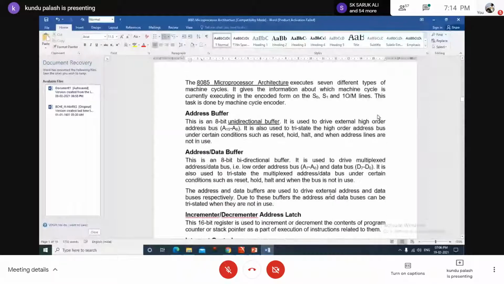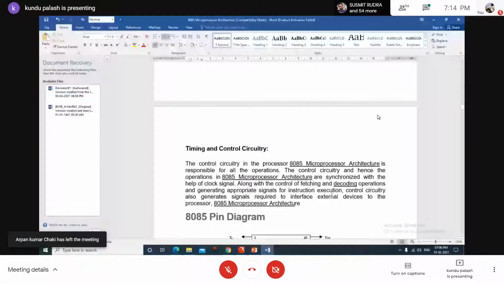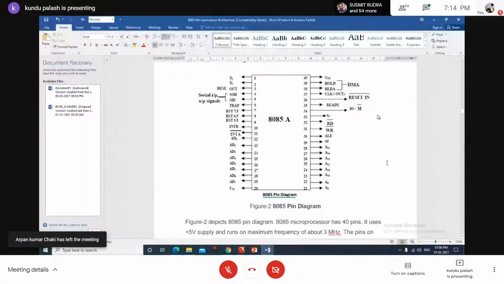Now, this is a pinout diagram. 8085 has 40 pins. Out of these, 2 pins are allocated for the power supply. It is operated with a power supply voltage of maximum 8.75 DC volts. It has 2 power supply pins.